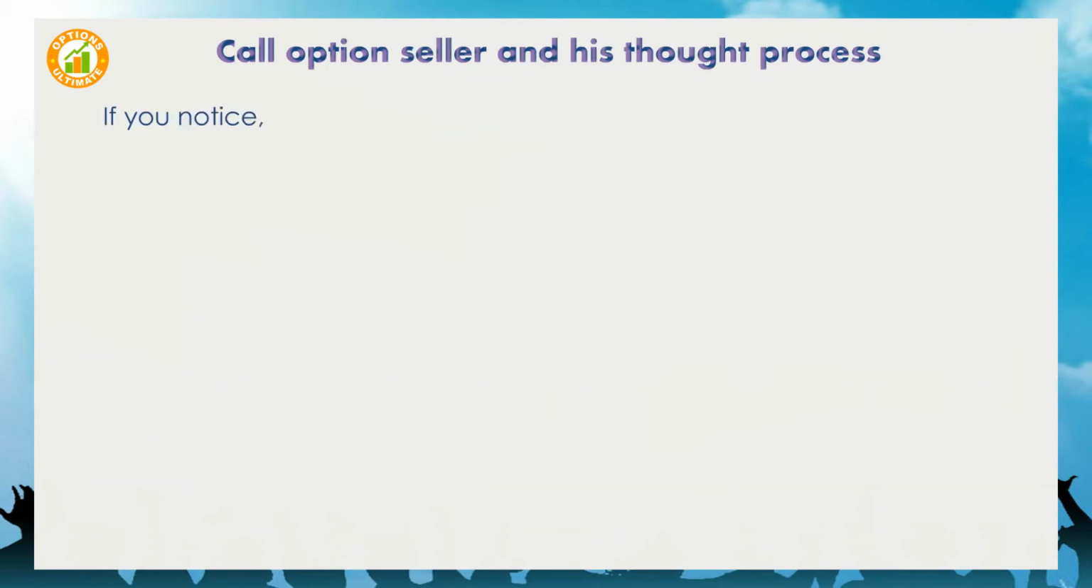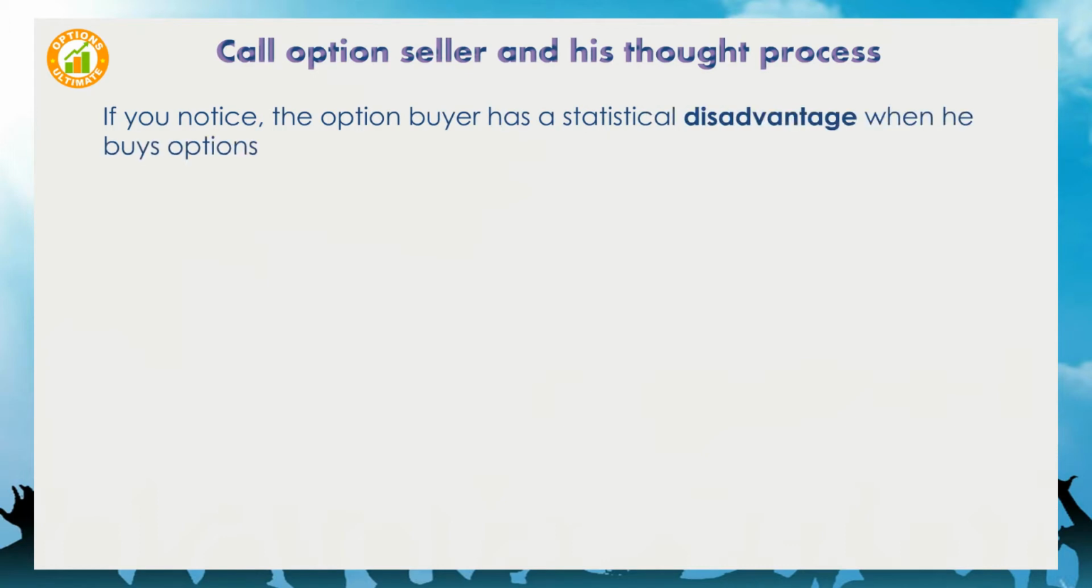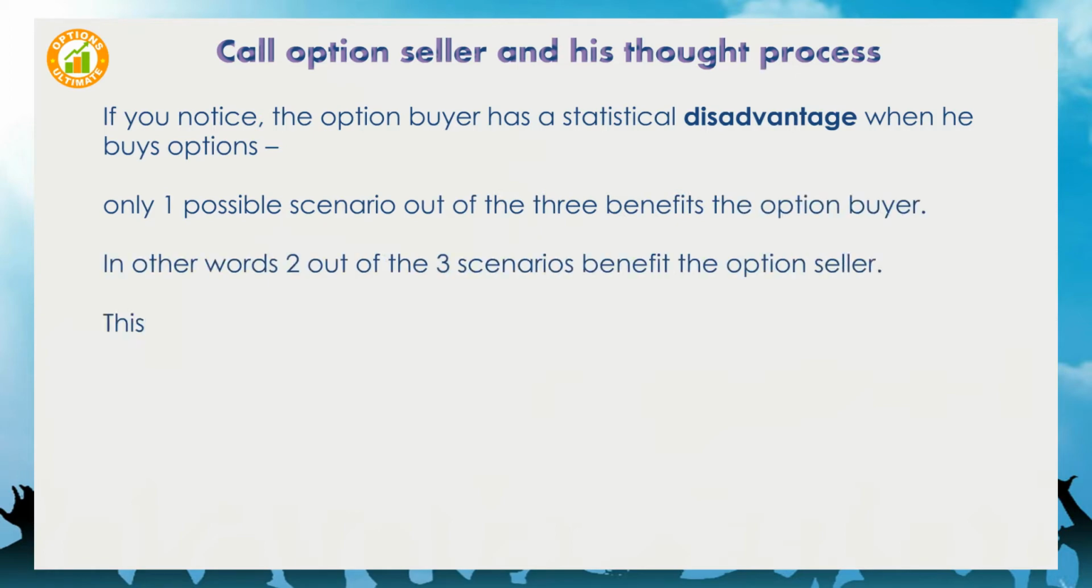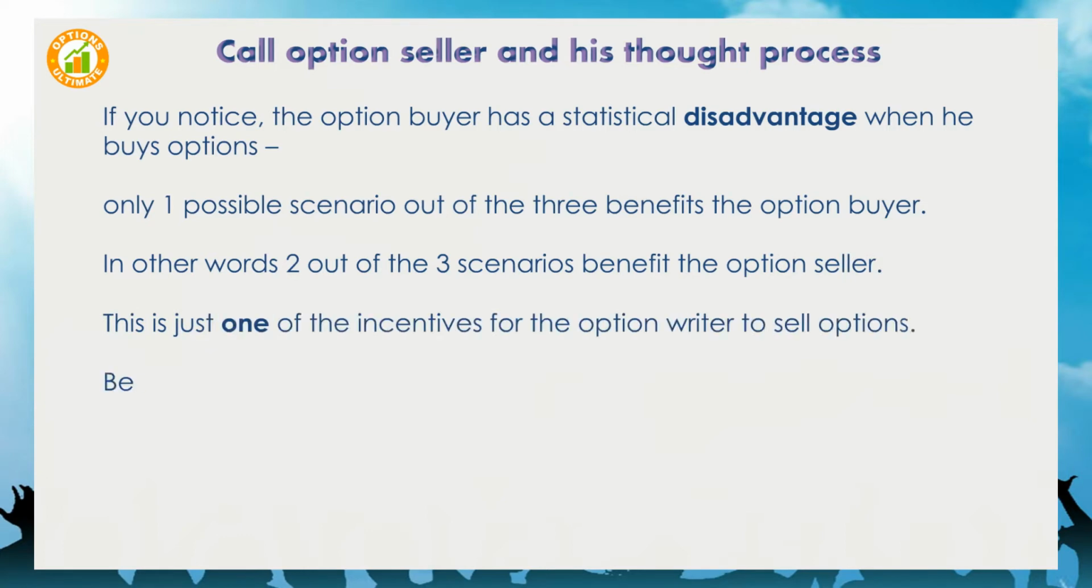If you notice, the option buyer has a statistical disadvantage when he buys options. Only one possible scenario out of the 3 benefits the option buyer. In other words, 2 out of the 3 scenarios benefit the option seller. This is just one of the incentives for the option writer to sell options.